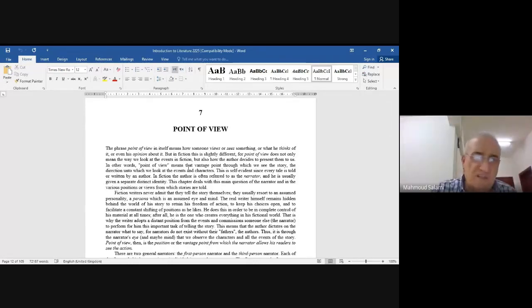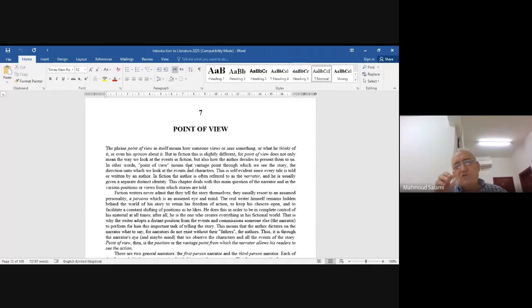Now, the next one is called point of view. Point of view really is something maybe a little bit different from what you see. When you say point of view, it means how or where to view something. From which direction do you see something? And that's what we say point of view. From my side, from your side, from their side, this is what we say point of view.